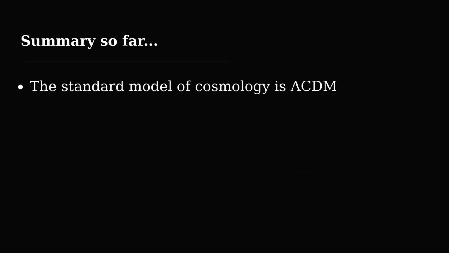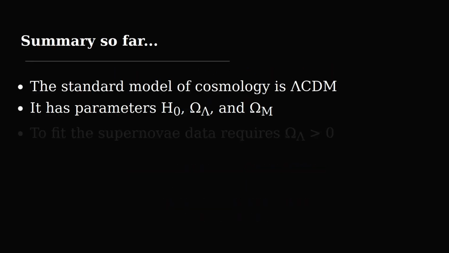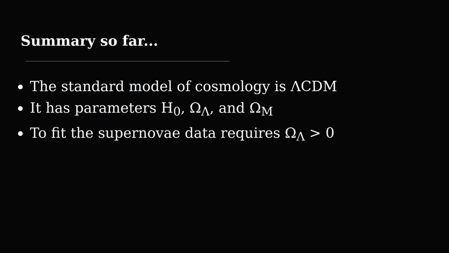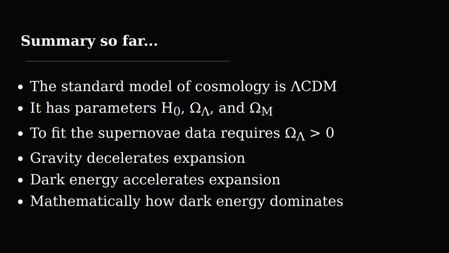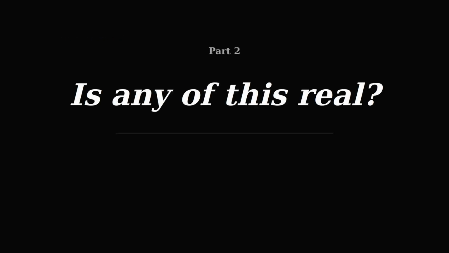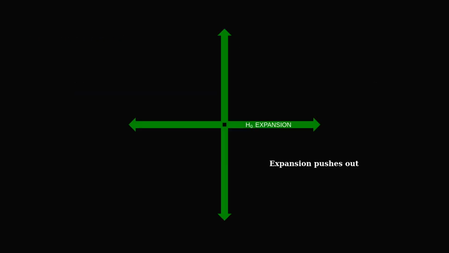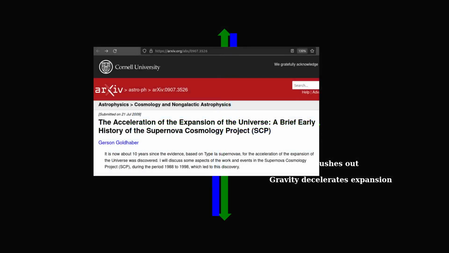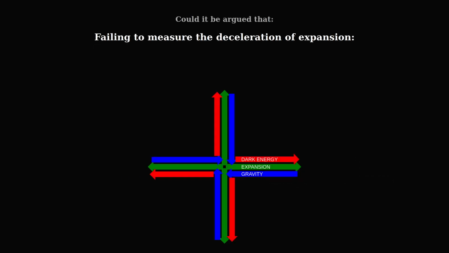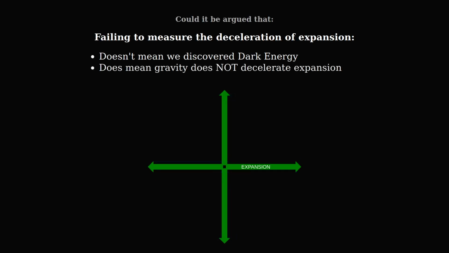So far, we've talked about the standard model of cosmology, its parameters, and that it needs dark energy to fit the supernova data. Gravity decelerates expansion, and dark energy accelerates expansion, and we saw the mathematics as to how dark energy comes to dominate. So, with all of that said, is any of this real? Well, if expansion is pushing out and gravity's pulling in, but we don't measure deceleration, we measure acceleration, what if instead of discovering dark energy, we discovered that gravity doesn't decelerate expansion?